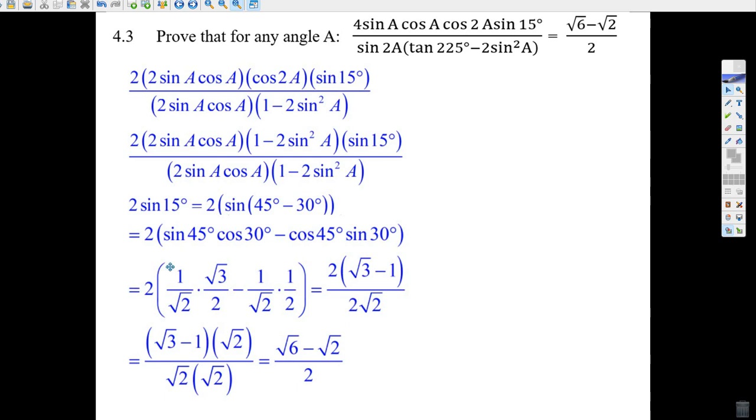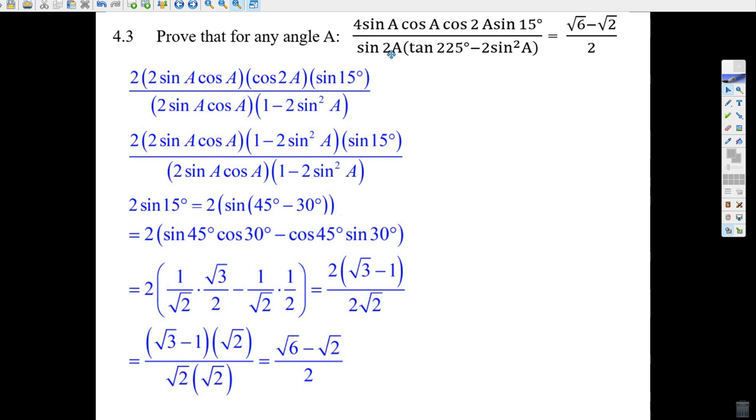Okay, question 4.3. Now this question is worth 8 marks, so there's a couple of parts and it's a little bit challenging. Let's try this. Prove that for any angle, all of this stuff here is equal to the root 6 minus root 2 over 2. Ooh, okay. So first I got to simplify this whole side here. Somehow I got to do that. So let's look at this.